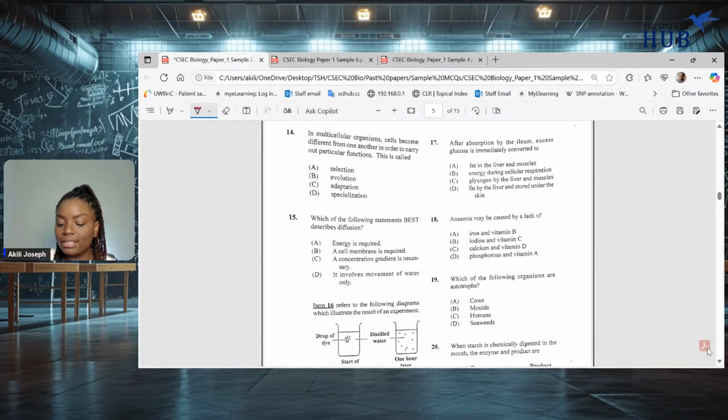Item 14, in multicellular organisms, cells become different from one another in order to carry out particular functions. This is called, is it selection, evolution, adaptation, or specialization?